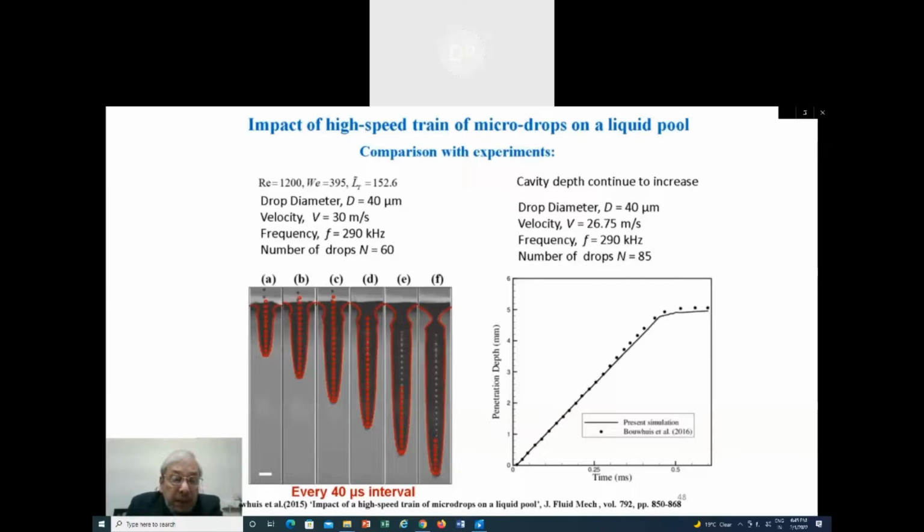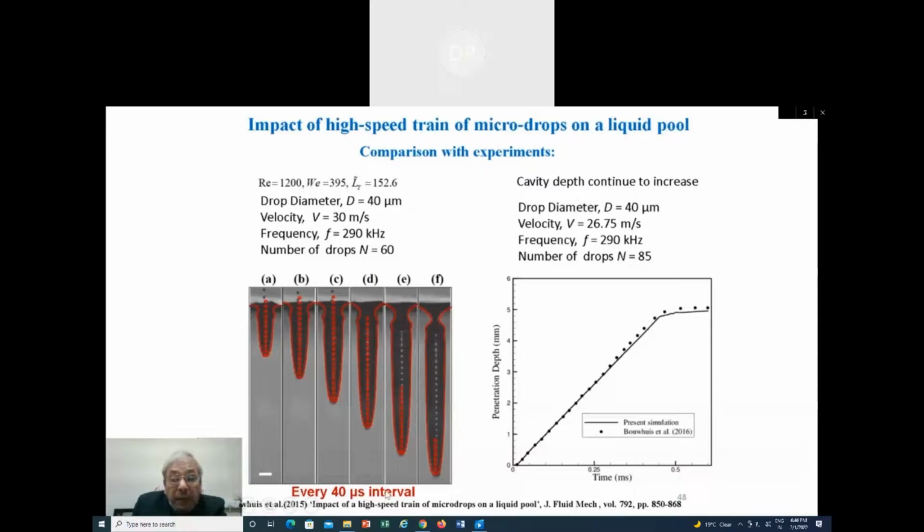In order to establish our results, first we did some comparisons with the very well-known work of Professor Biswas, where our Reynolds number was 1200, Weber number was 395, and the non-dimensional length of the cavity was 152. You can see drop diameter 40 micron, velocity 30 meters per second, frequency 290 kilohertz, and number of drops 60. And these are the comparisons. The red line is our computational result, and the filled-in space is the result of Professor Biswas. These are snapshots A, B, C, D, E, F, taken at every 40 microsecond interval.